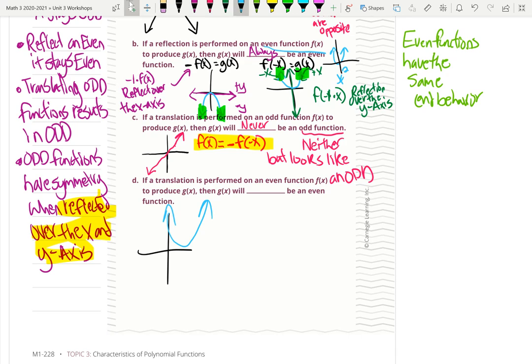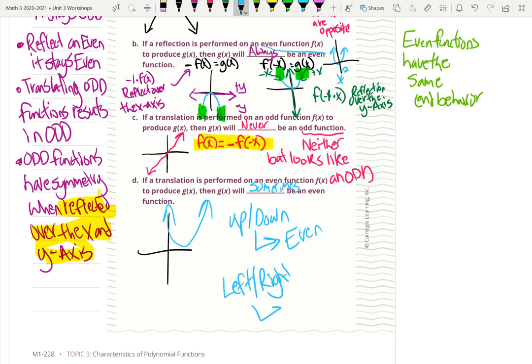So this is going to be a sometimes, and that's because there's a situation when it goes up or down, it's still even, but when you go left or right, it loses symmetry with the y-axis.